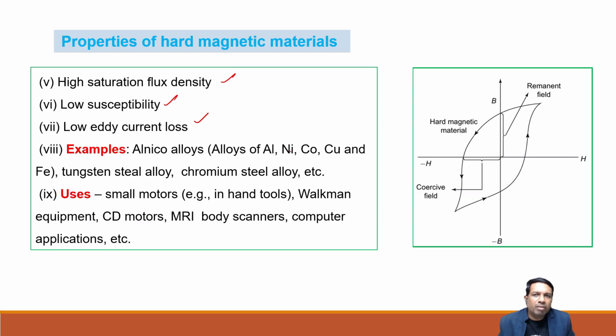Examples are alloys of aluminum, nickel, cobalt, copper, and iron, tungsten steel alloy, chromium steel alloy, etc. Where will we use these hard magnetic materials? Basically in small motors, hand tools, Walkman equipment, CD motors, MRI (magnetic resonance imaging) body scanners, and computer applications. Those are the places we use hard magnetic material.